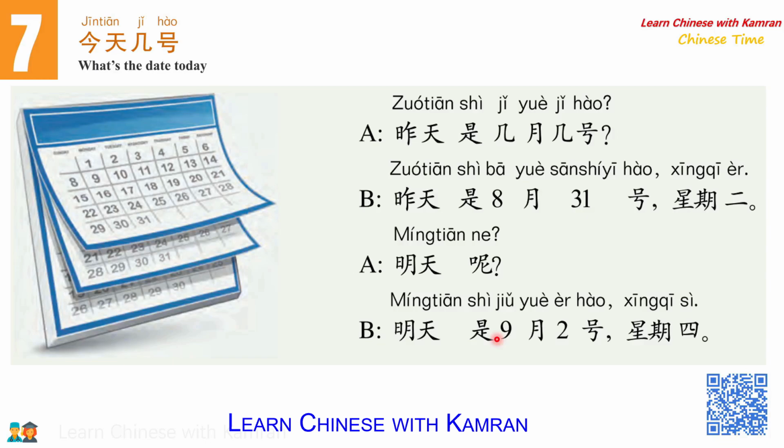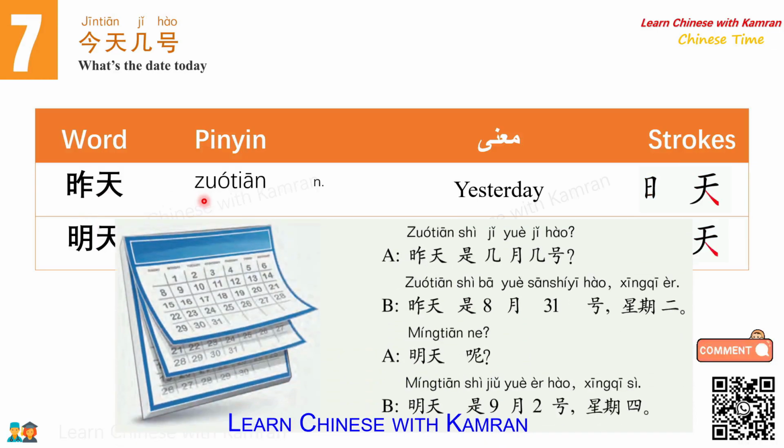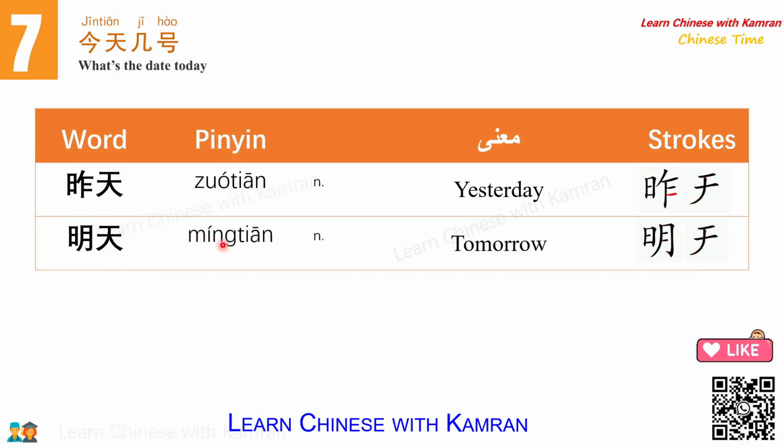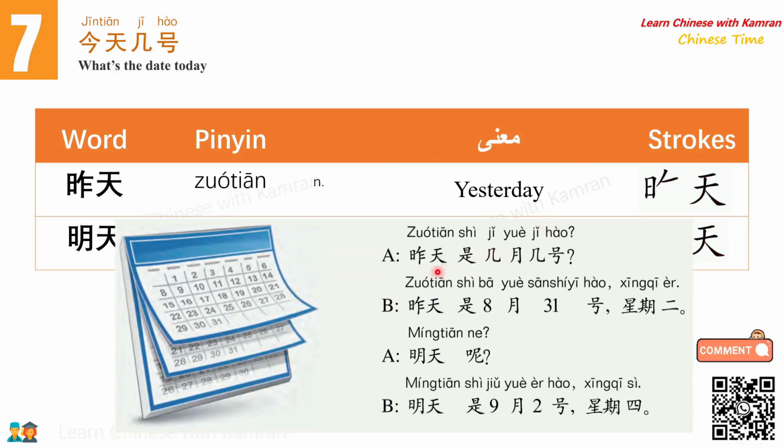So in this dialogue we have learned only two new words. One is 昨天, yesterday, and 明天 is tomorrow. 昨天, yesterday, you can see here how to write these words, and 明天 is tomorrow. And today, 今天. 昨天, 今天, 明天. It is how we say yesterday, today, and tomorrow. So after reading, let's revise this quickly.